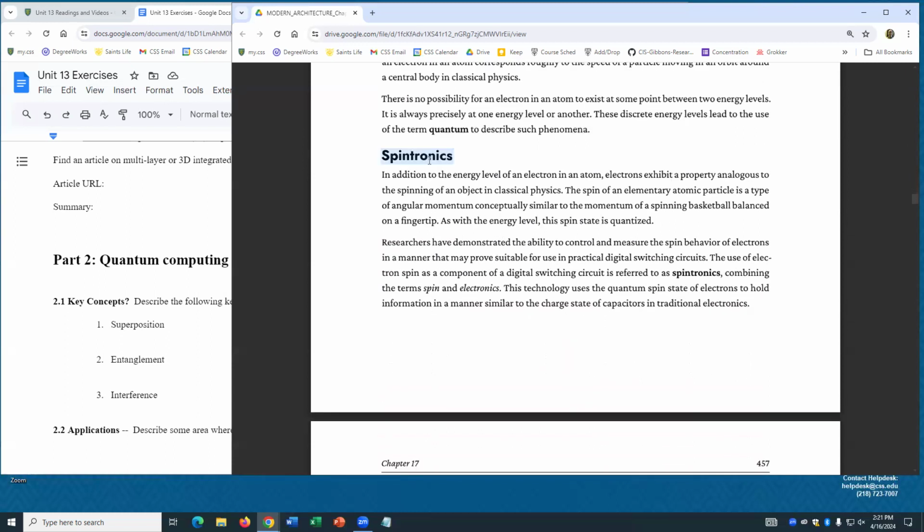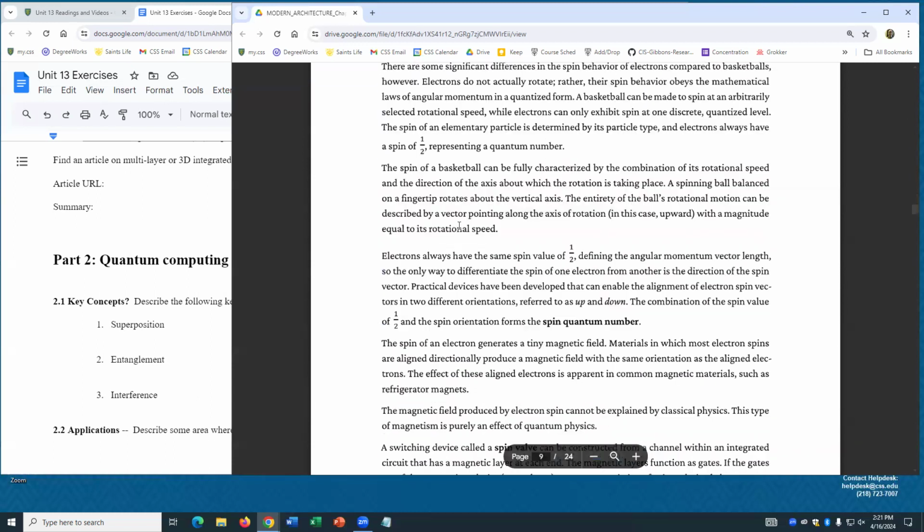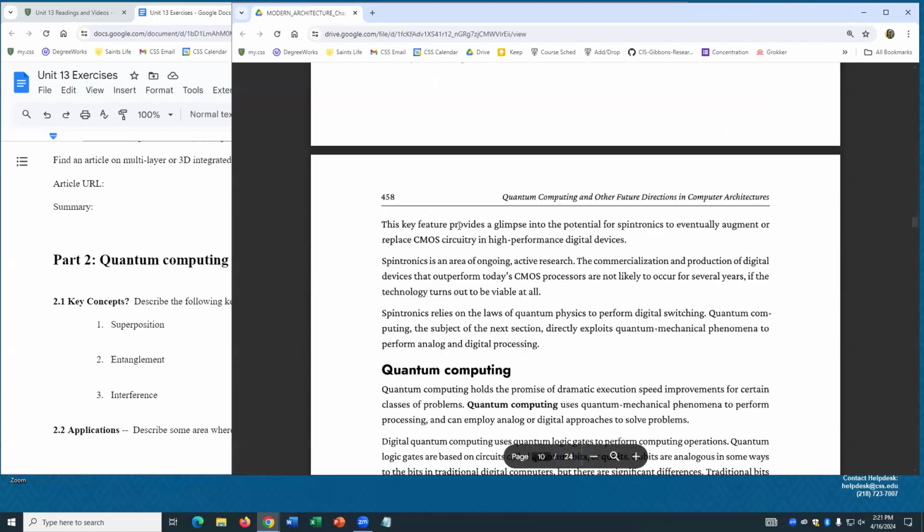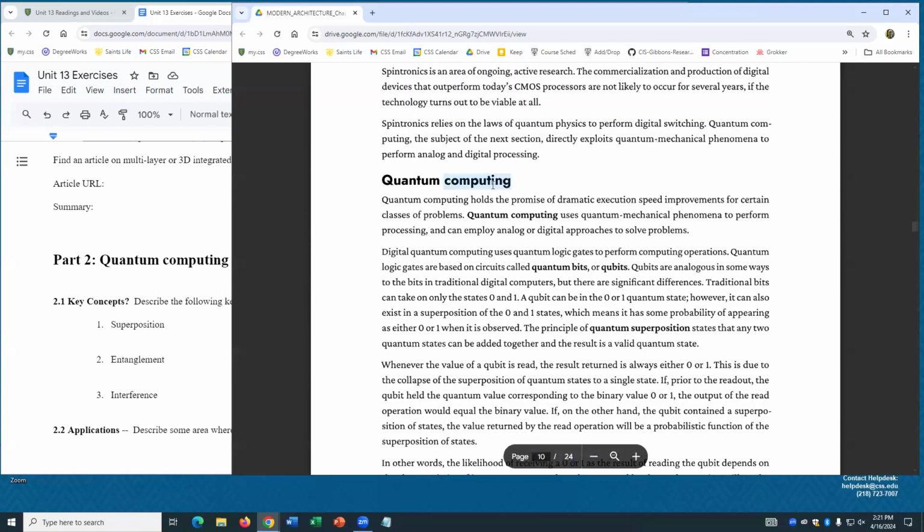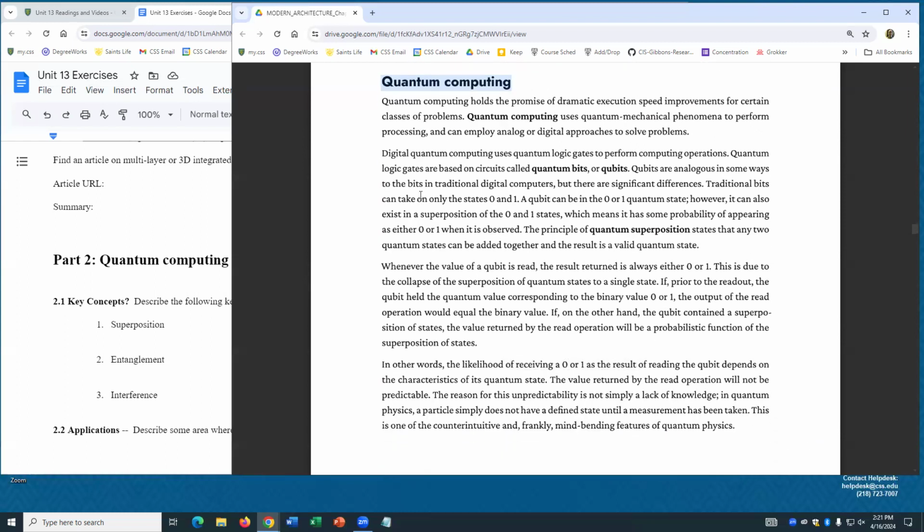I'm going to skip over the spintronics section here and just get into this quantum computing world. Quantum computing actually has its history in quantum physics. So Richard Feynman, not George Feynman, that was a different Feynman. Richard Feynman was a famous physicist who was trying to explain or work with quantum physics.